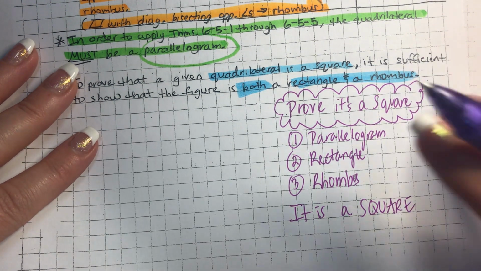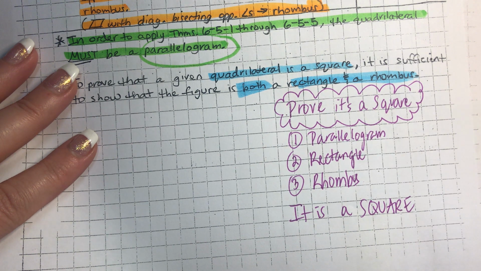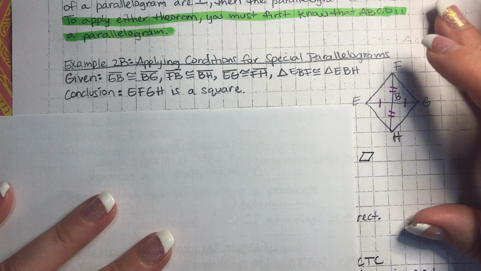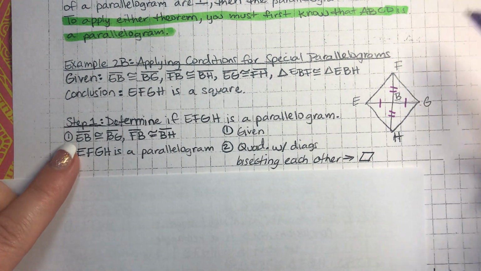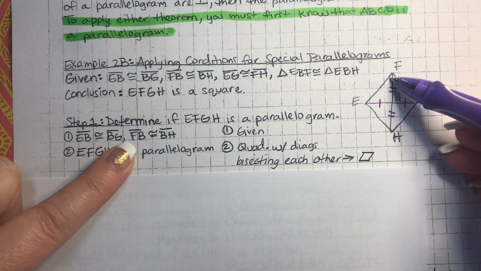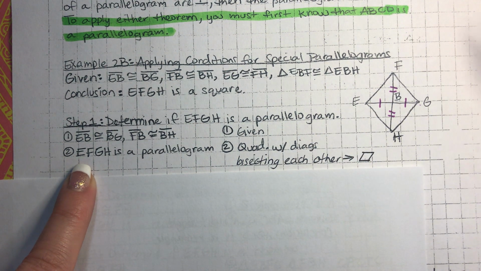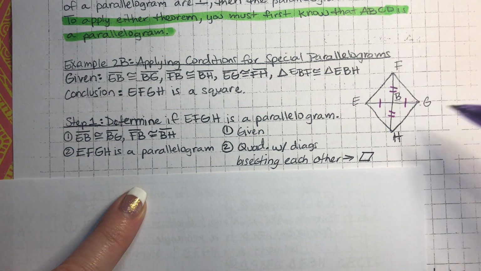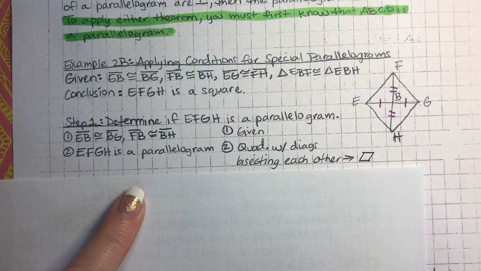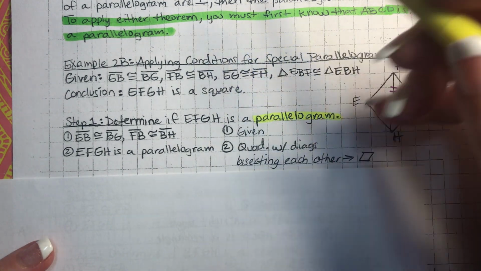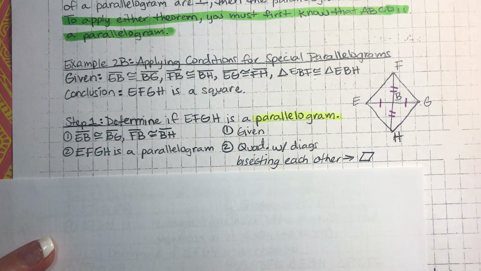The rectangle and the rhombus really don't matter if we can't prove that this is a parallelogram. So how do we prove that this is a parallelogram? Well, what do we see here? We're seeing that the diagonals are bisecting each other, right? So because EB is congruent to BG and FB is congruent to BH, that's the given information, we know that EFGH is a parallelogram, because if you have a quadrilateral with the diagonals bisecting each other, then it is a parallelogram. So woohoo, that's step one to proving that it is a square. We have to go parallelogram, rectangle, rhombus, and then if all of that is true, we can say it's a square. So we have proven that it is a parallelogram, which is wonderful.